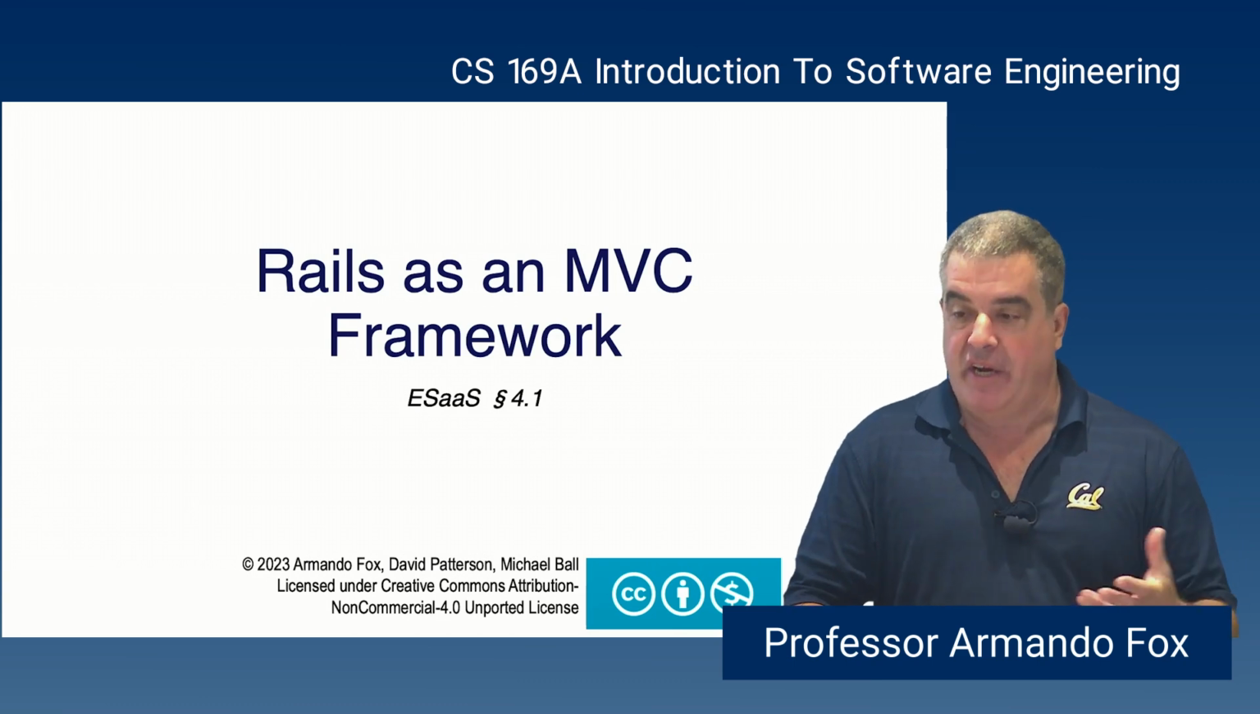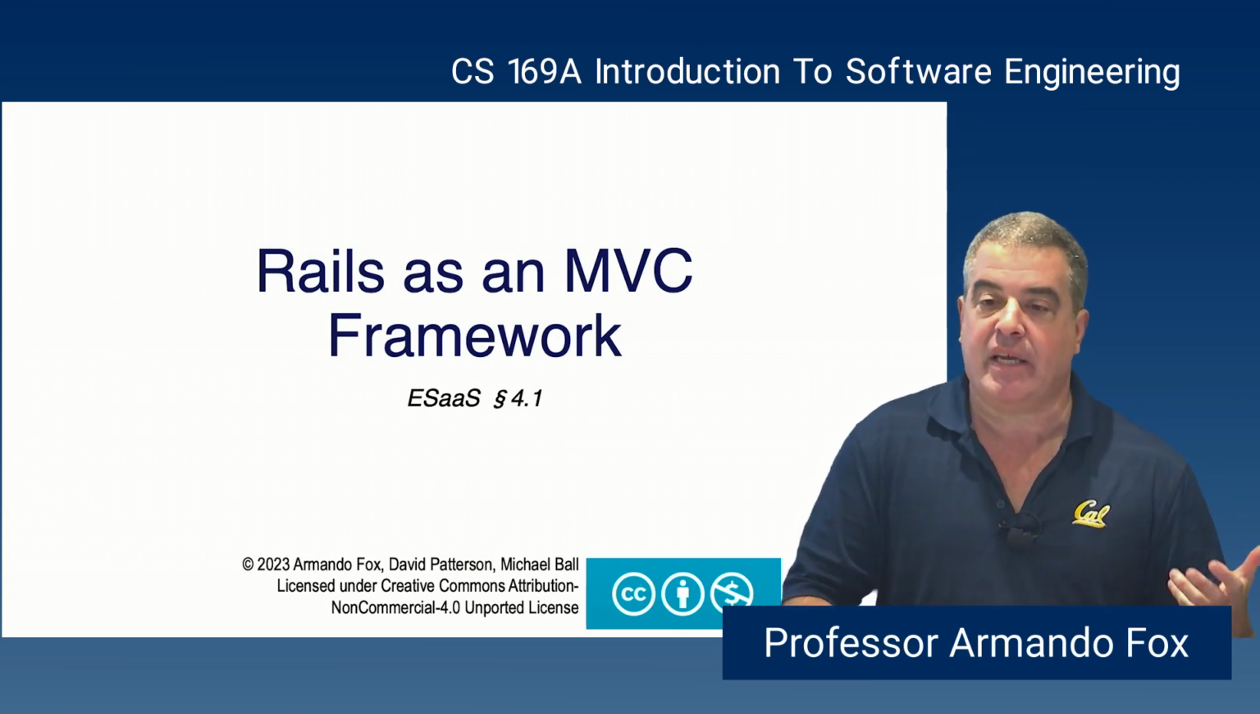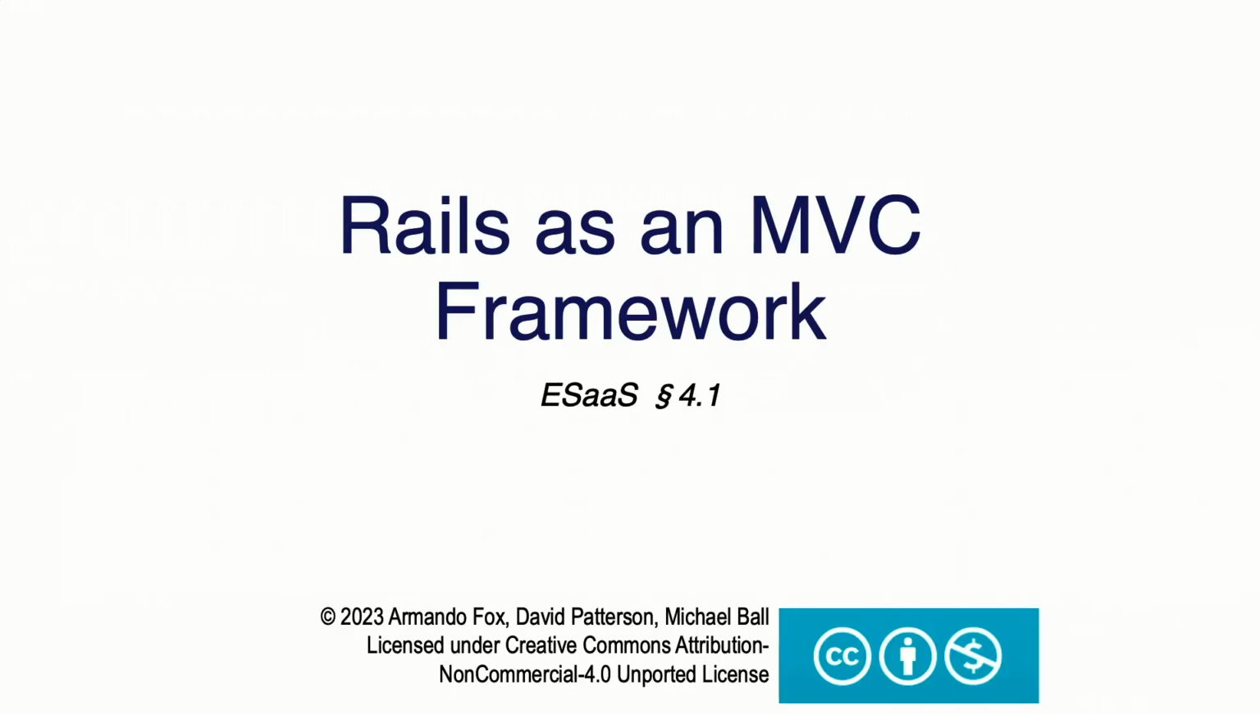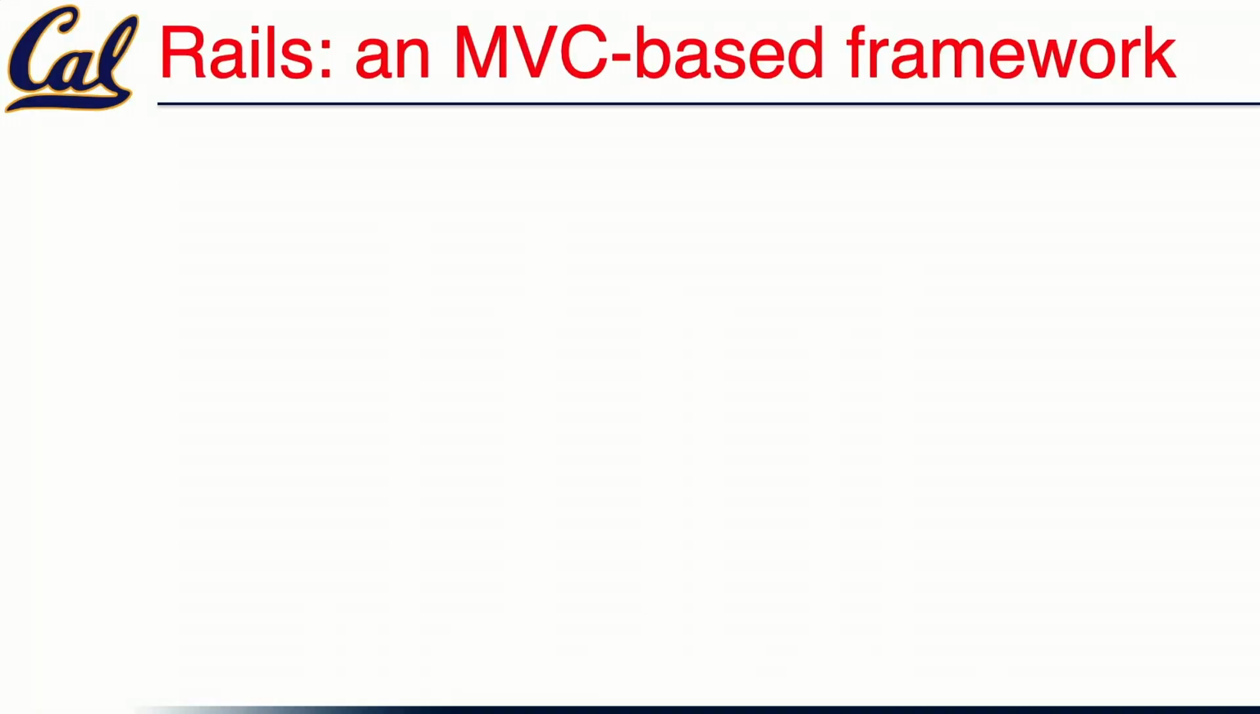But if you try to shoehorn an app into this model that isn't really a good fit for the model view controller organization, you will be fighting it every step of the way. So what does it mean to say that Rails is an MVC-based framework?